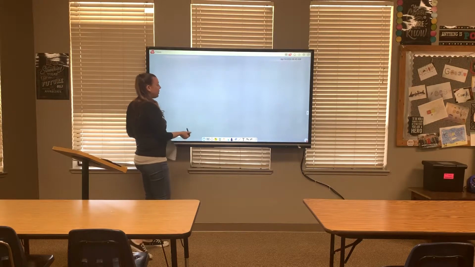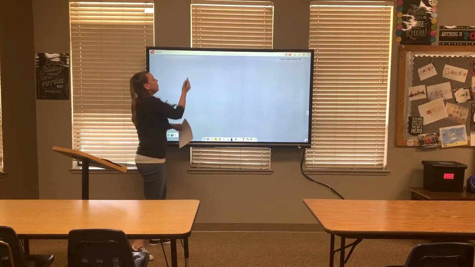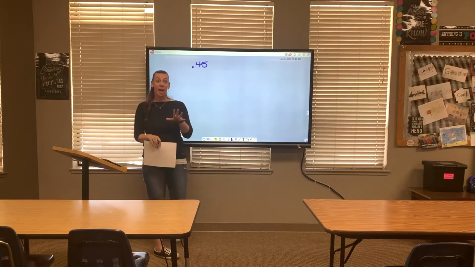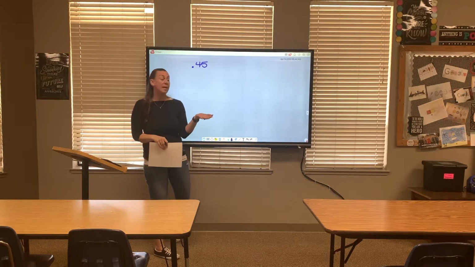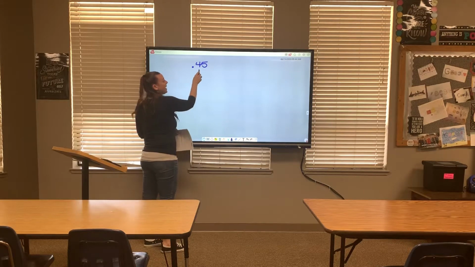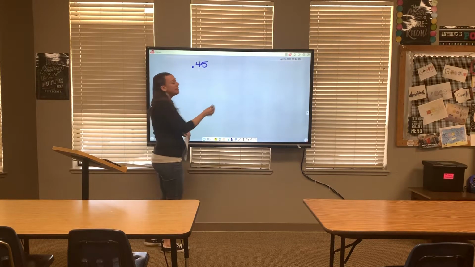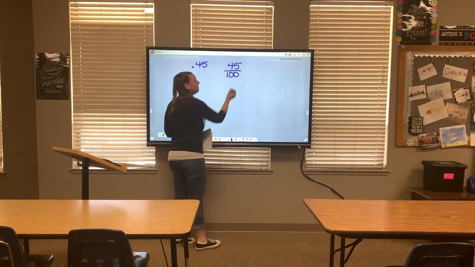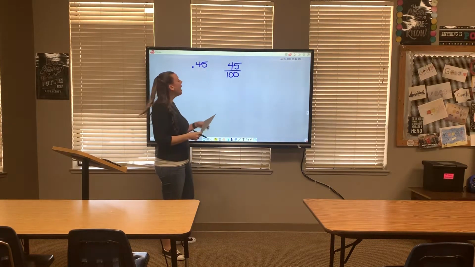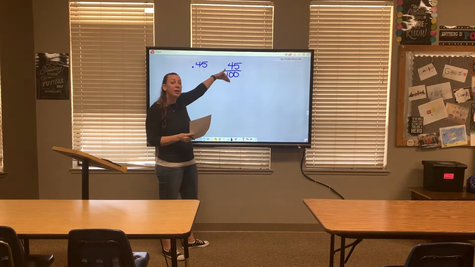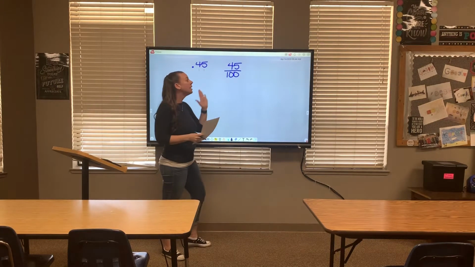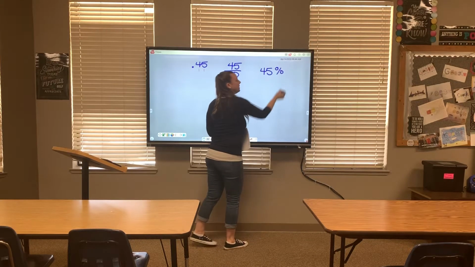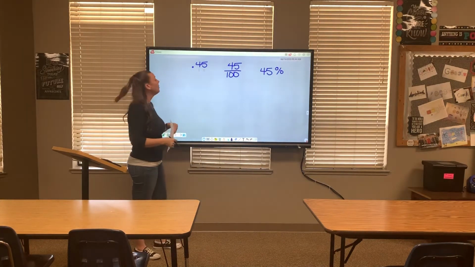Let's say we work the other way around. I'm given 0.45 as a decimal. We want to write that as a fraction and as a percent. So I know this is my 10th spot, this is my 100th spot. So I'm going to say 45 over 100. I've written it as a fraction. And we know that anything per 100, that's percent. So this is 45%. And now we have it as both.